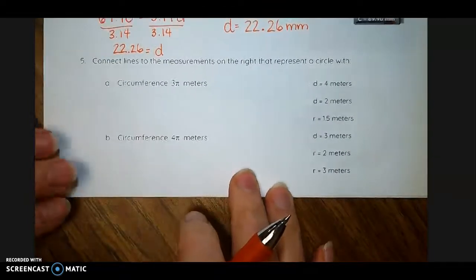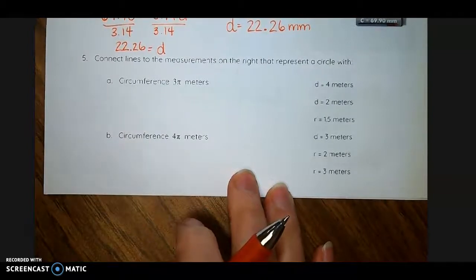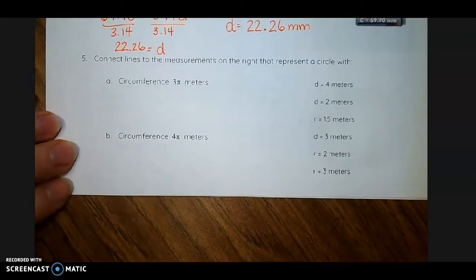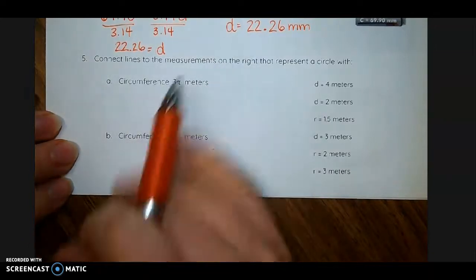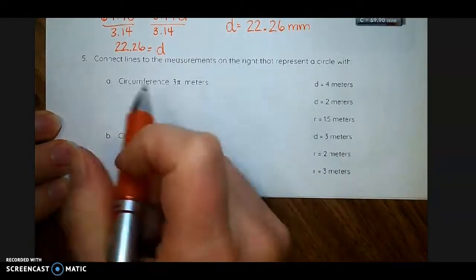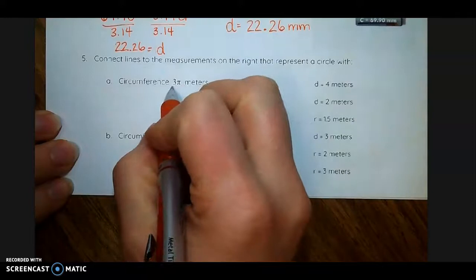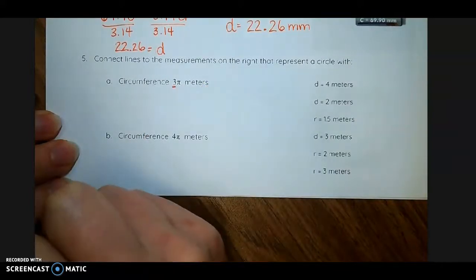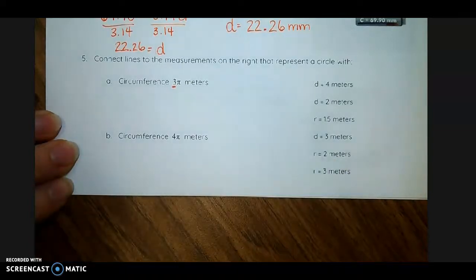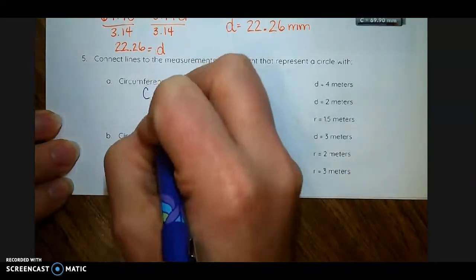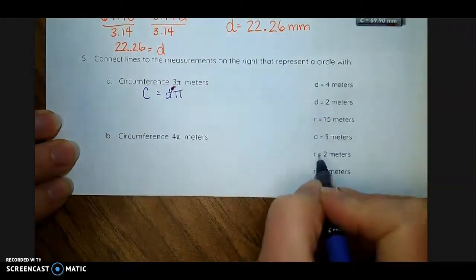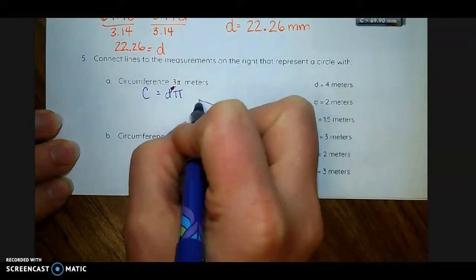Down here, we're going to connect lines to the measurements on the right that represent a circle width. So if I have a circumference of 3 times pi meters, when I look at this, if it's just the 3, that means that my diameter must have been 3, because circumference equals diameter times pi, so that 3 took the place of that, so I have a diameter of 3.